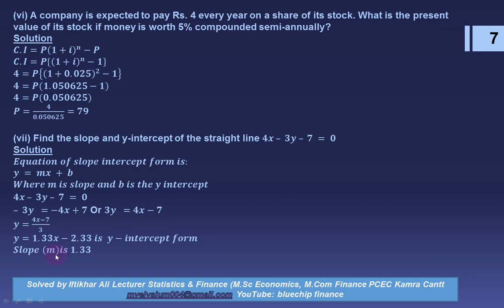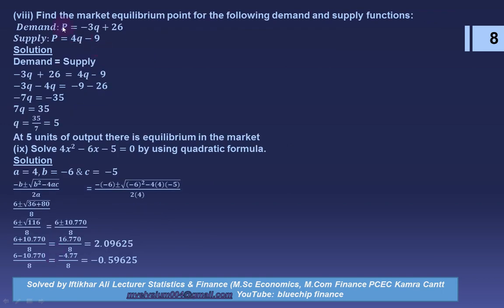And here the digit which is associated with x is called the slope. So the slope is 1.33. Find the market equilibrium point for the following demand and supply function.